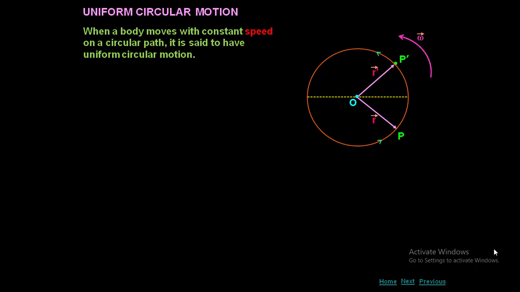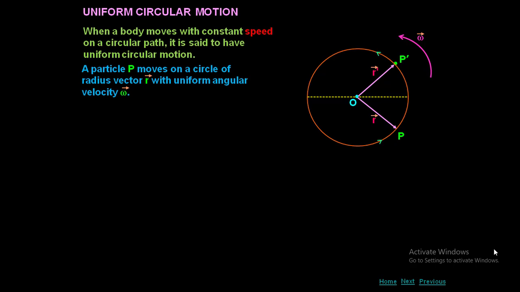Now it is moving with some angular velocity because it is moving along a circular path, so it will have angular velocity which is denoted by omega bar. A particle P moves on a circle of radius vector r bar with uniform angular velocity omega bar. Whenever you want to represent the velocity at a particular point around a circular path, you have to draw a tangent. So when you draw a tangent here, this is the direction of the velocity at this particular point P.